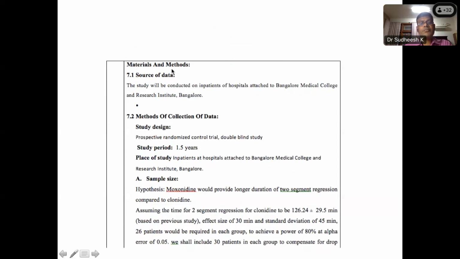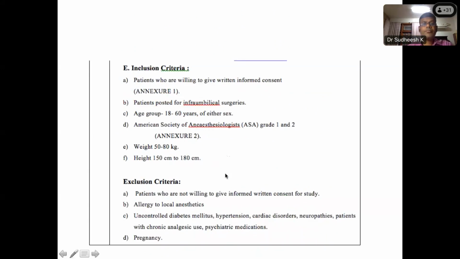Once you come to materials and methods, you have the source of data and the methods of how to collect it. Here, the source of data invariably will be the hospital. Then we come across various other parameters, that is the study design, study period, place of study, sample size, etc. These form the methods of collection of data, or your study proper. What each of these means is what I'm going to deal with in the subsequent slides. Then we have inclusion and exclusion criteria, which decide what kind of patient will be included in our study, for the sake of removing bias and ensuring uniformity.